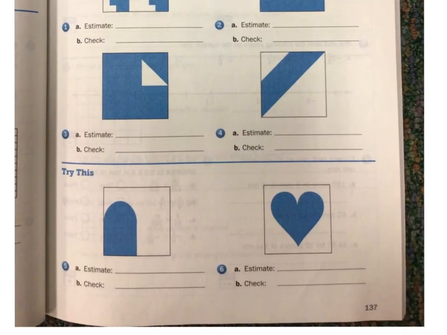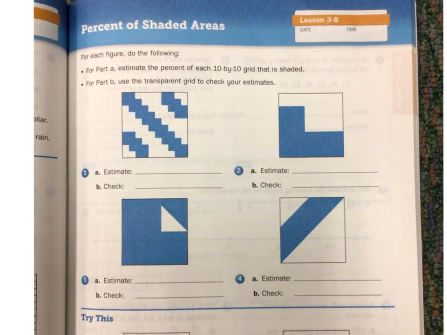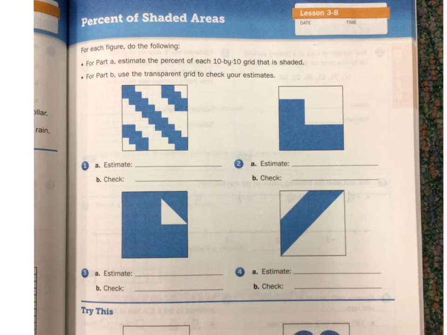Let's move on to the next page. We're on page 137. You are going to estimate the percent of each on the 10 by 10 grid. So what percent of this is shaded in? So it looks to me like I would maybe say it's approximately half because I see about half of it is blue, half of it is white. So I'm going to estimate it as 50%.